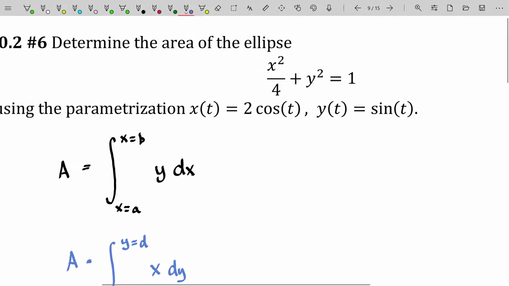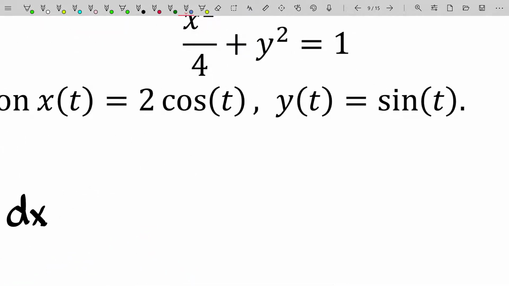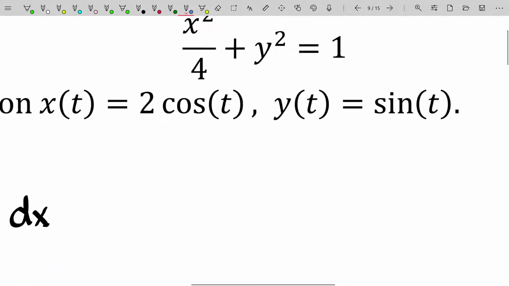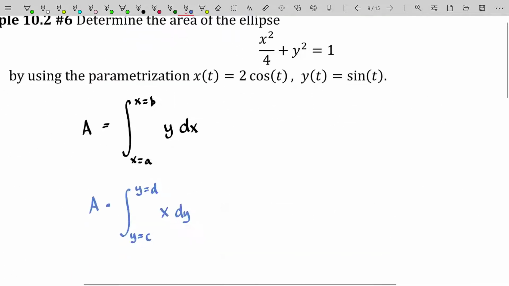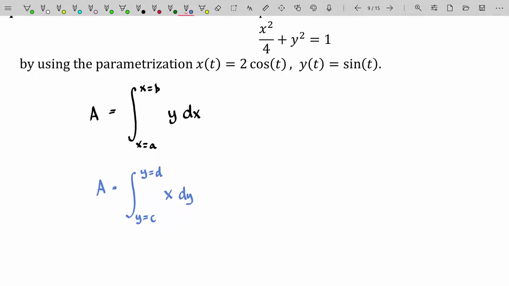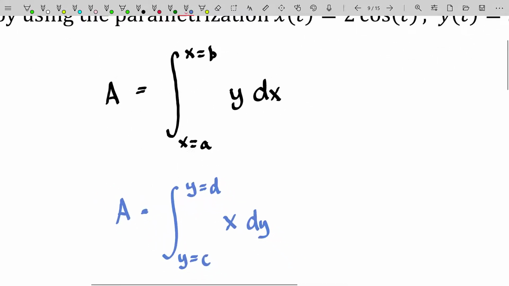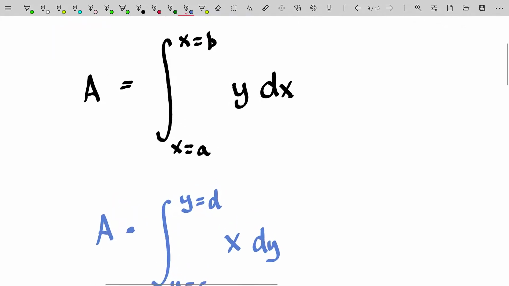They told us we're using the parametrization x of t is equal to cosine of t, y of t is equal to sine of t, to form this ellipse. Let's go ahead and just take a look at the area formula. And I'm actually going to look at both of these because I want you to believe that you can do this in either aspect or either way.